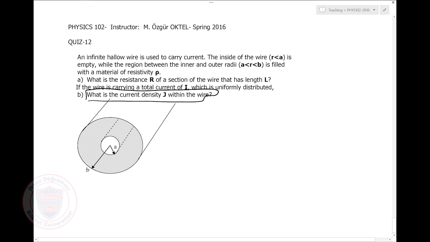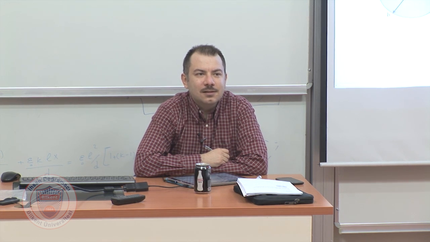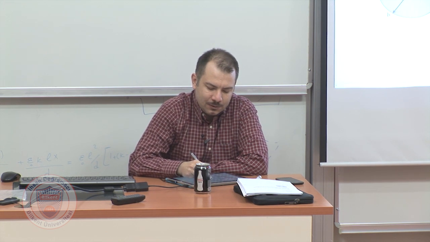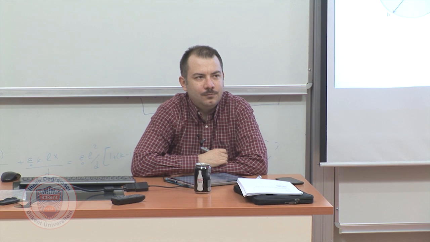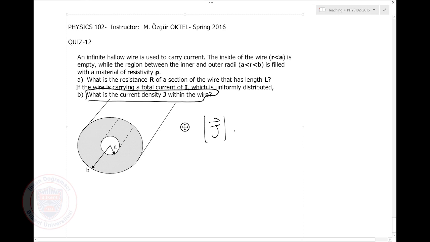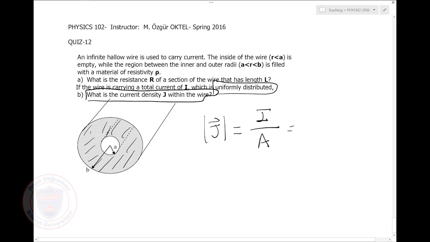Now, current density, how did I define it? J magnitude will be the total current divided by the area. But which area is that? It's the area where current actually flows. So it's the cross-sectional area between inner radius A and outer radius B. As it's uniformly distributed, current density is uniform. This should be I over pi (B squared minus A squared).